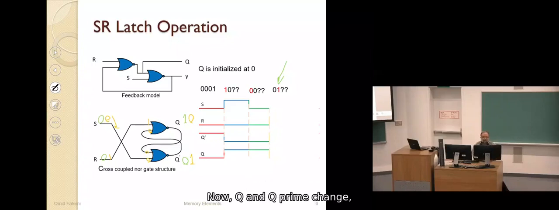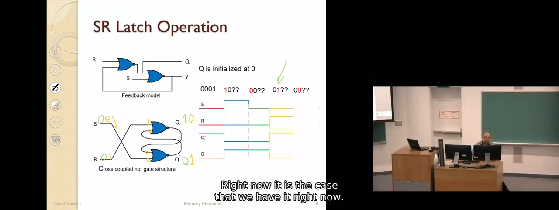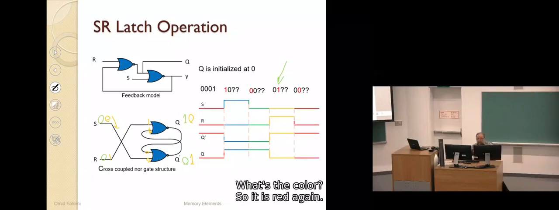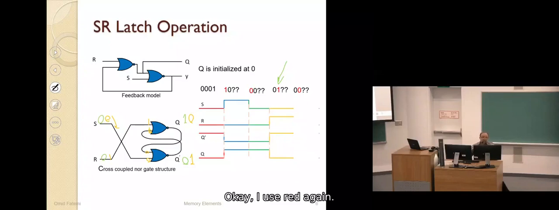Okay? Now Q and Q prime change. Both of them are changing. Q becomes 0, Q prime becomes 1. So that's the next time slot. Now we change again. We move R back to 0. Right now we have 1 here, 1 here, we have 0 here. Okay. So now we change it. What's the color? It is red. Again red. I use red again.